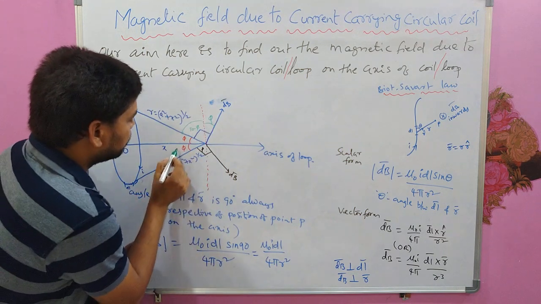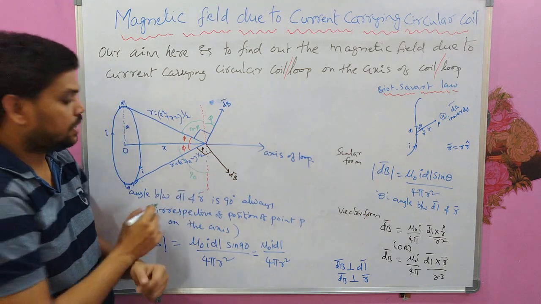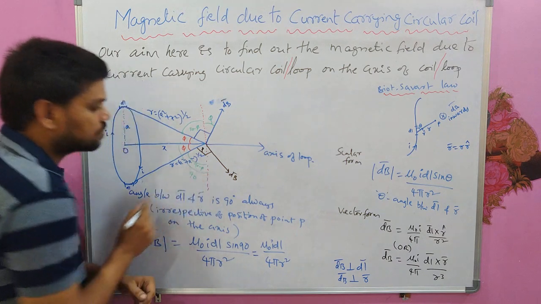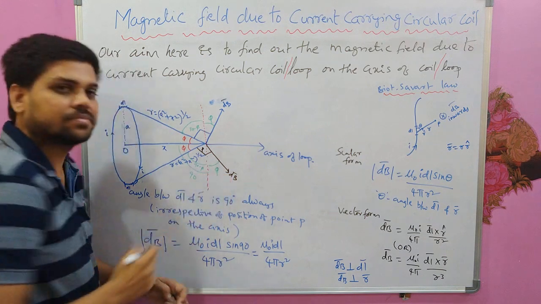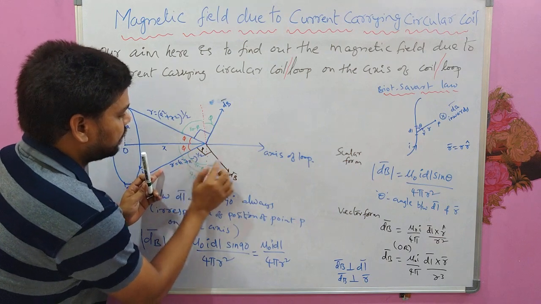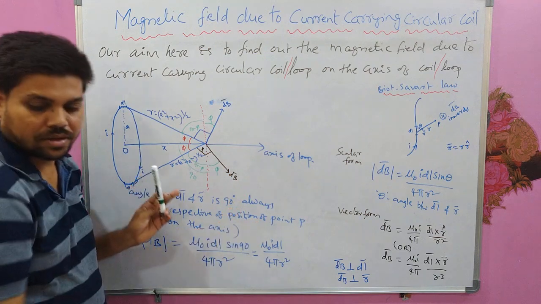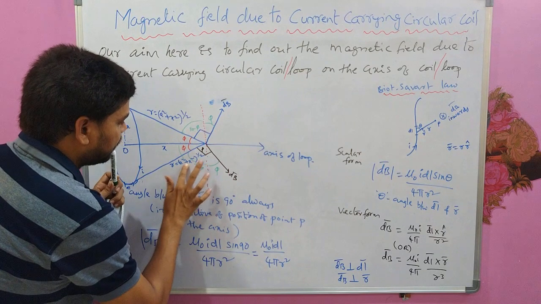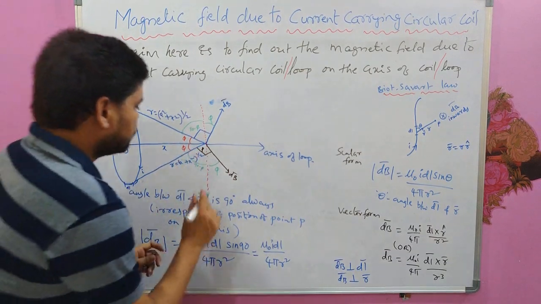Similarly here, this is 90 and this should be 90 minus phi. And if this is 90 minus phi, this should be phi. Because this r and dB are perpendicular, so this and this should be equal to 90. So this is how we can write angle phi. Okay, so this is phi.